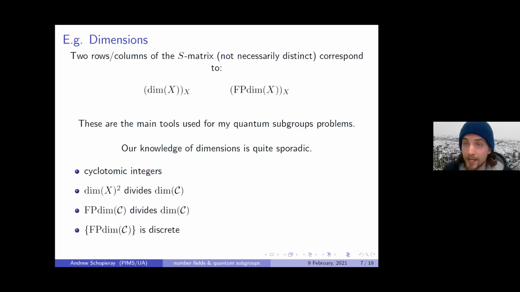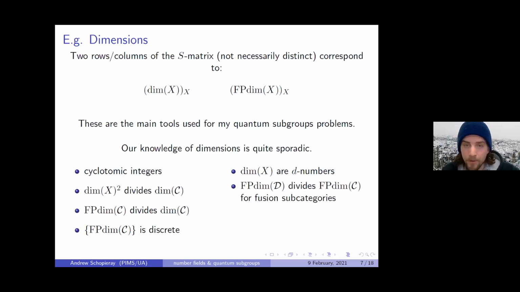We know that the set of all Frobenius-Perron dimensions of these modular tensor categories, or more generally fusion categories, is a discrete subset of the real numbers. We know that categorical dimensions of simple objects are very, very, very special types of cyclotomic integers, which are called D numbers, which is a number which has this nice Galois invariance property.